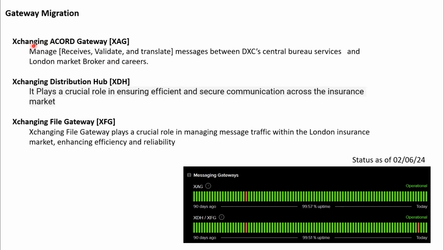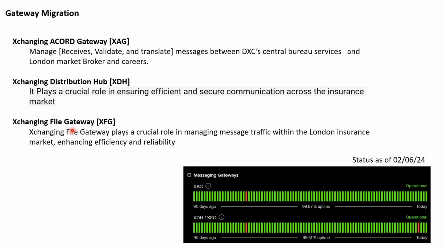Now that we understand XAG, XDH and XFG, let's stitch it all together. XDH handles a wide range of messages and communication, while XAG specifically manages ACORD-related messages in the insurance market, and XFG is designed to facilitate the secure transfer of large files and data sets within the insurance market, leveraging the IBM Sterling File Gateway. All these platforms are essential for facilitating industry communication and serve as a messaging backbone in the London insurance market.